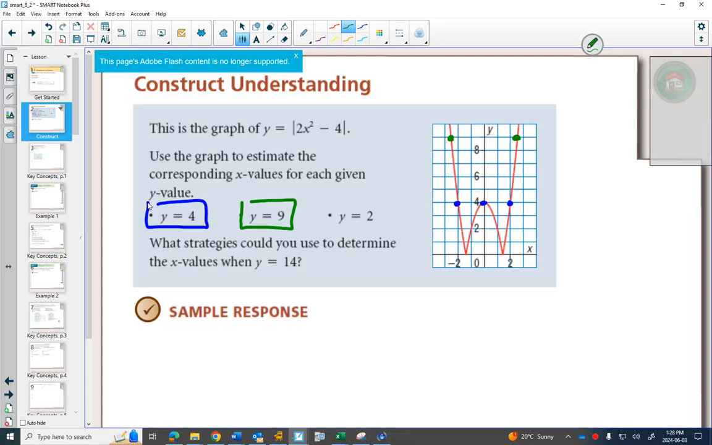How many places in purple is the y value equal to 2? Oh my goodness. 4 places. 1 there, 1 there, 1 there, and 1 there.